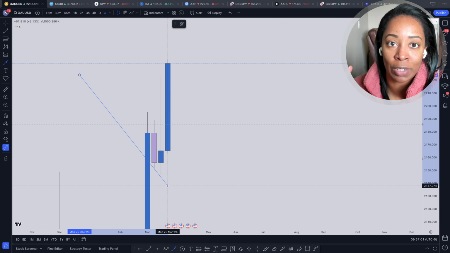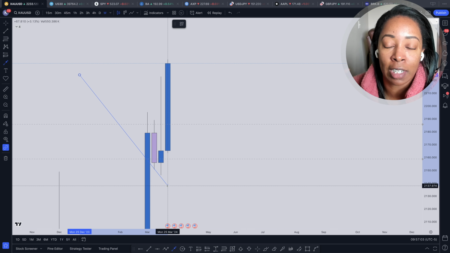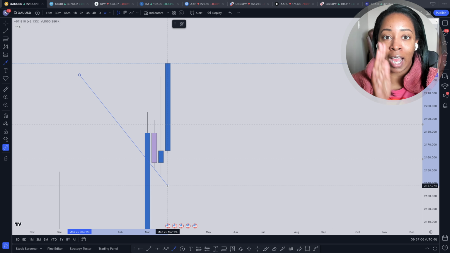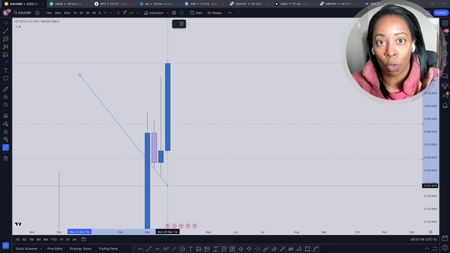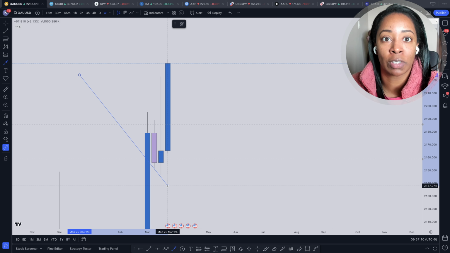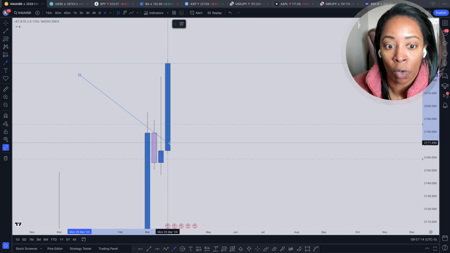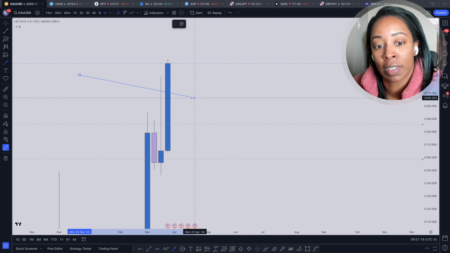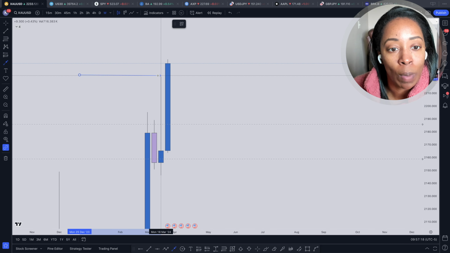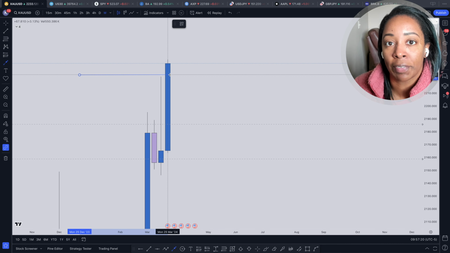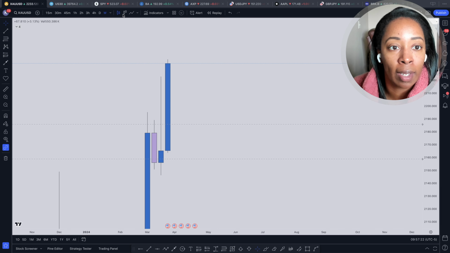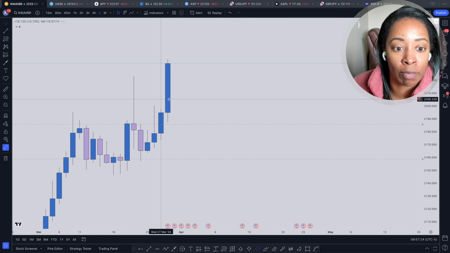So the reason why we do this top-down analysis is because we want to look at it on a higher time frame and then go to the lower time frame and then be able to find areas where we can capitalize on the market. So that way we can catch these really big moves. So going back to the weekly, we see that it's definitely in a bullish state. So let's go ahead and go down to the daily time frame.